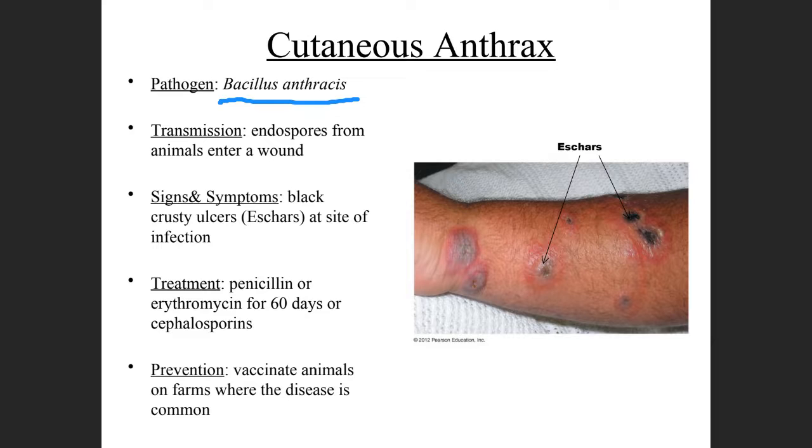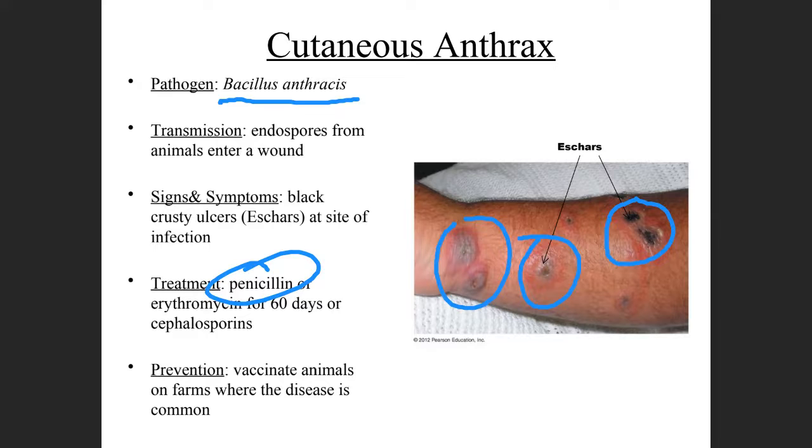And again, the endospores invade wounds in the skin, and then they start growing. And one of the primary symptoms is the formation of these nasty lesions on the skin that are called eschars. They appear black because there's a lot of necrotic tissue forming there, and it can spread, and it's very, very painful. And treatment of this is either with penicillin or erythromycin, but again, it's very rare.